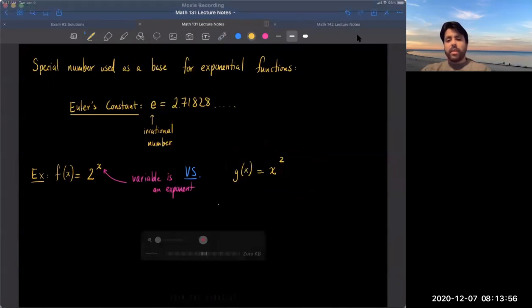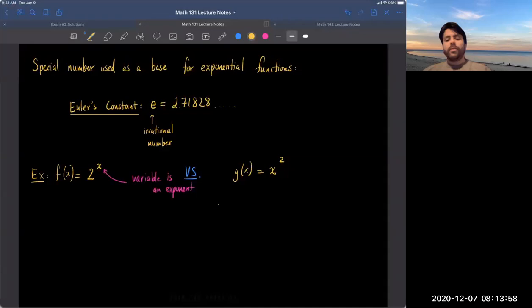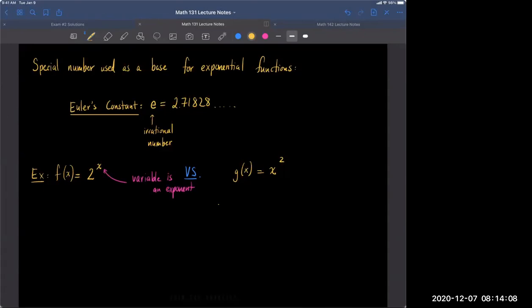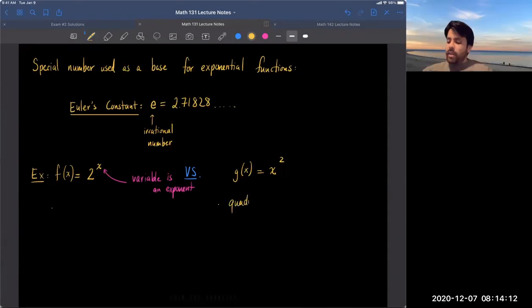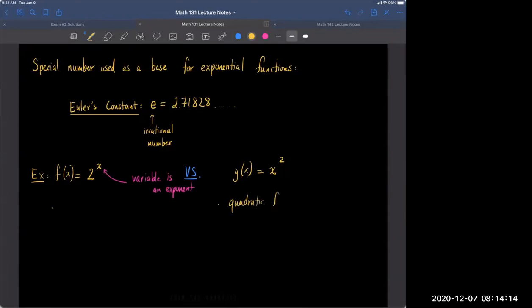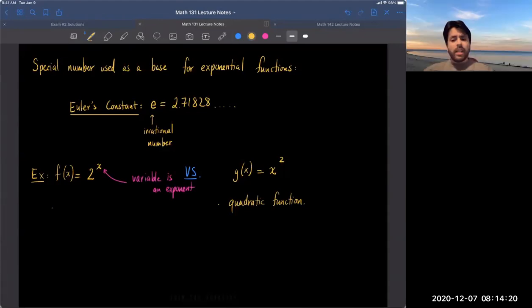does anybody know? What formula do we use when we have equations that have a 2 as an exponent? Starts with the Q. Quadratic. It's a quadratic. So this is a quadratic function with just one variable. It's just a quadratic.